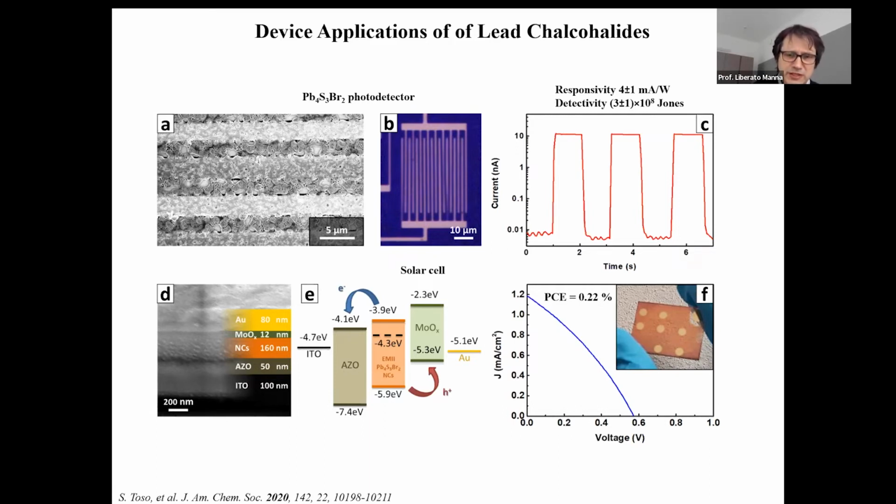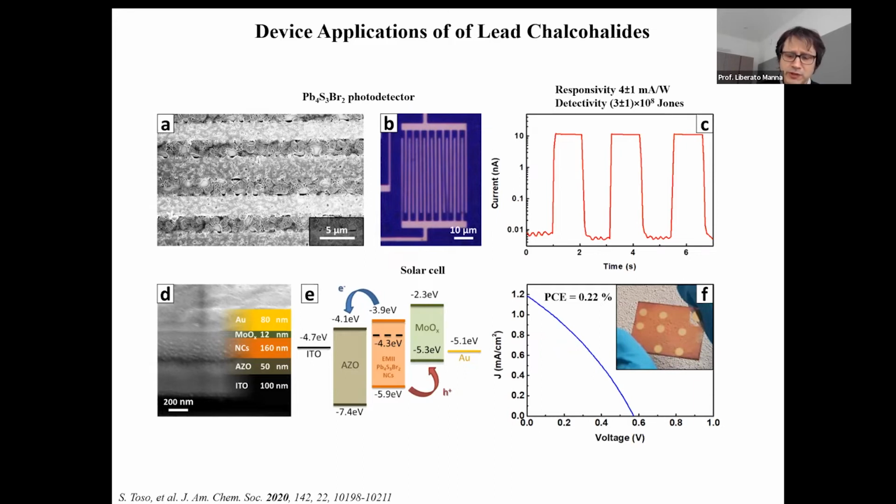We made a film of these nanocrystals. We did the standard ligand exchange, all the treatments that are done in general by the device community. And this photodetector, for example, showed a decent responsivity and detectivity. We also tried to build a solar cell out of it, with a very low power conversion efficiency. Okay, so I mean, the material by itself is not terribly interesting.